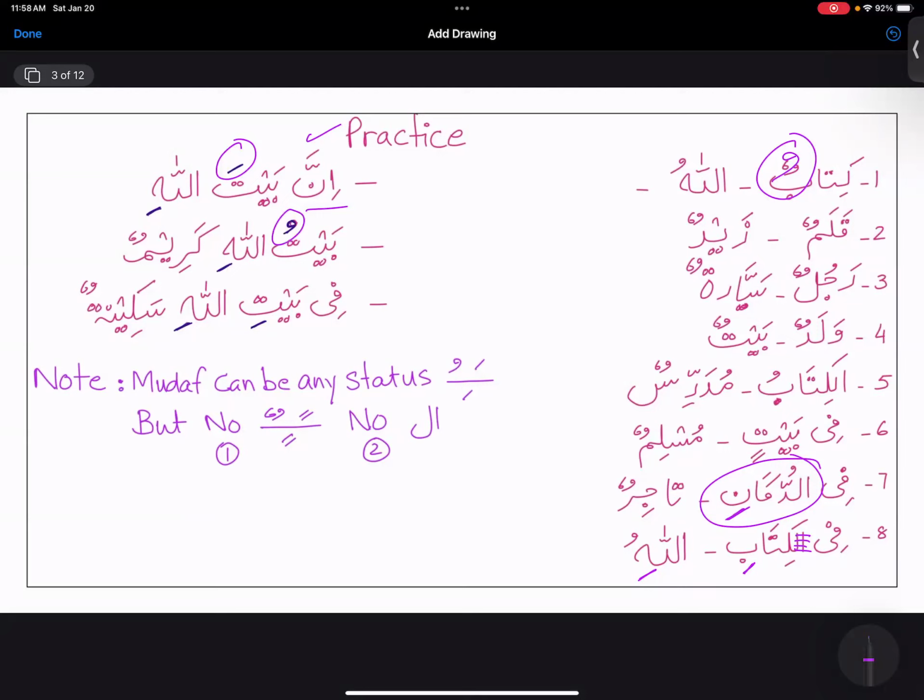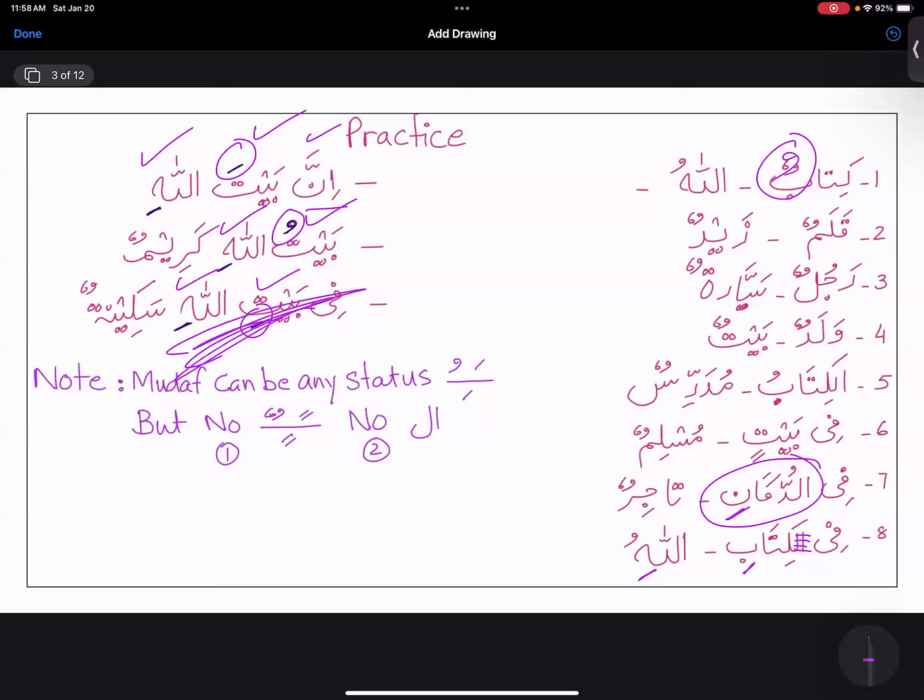Baitullahi kareemun, the house of Allah Ta'ala is very noble. Fi baitillahi sakinatun. In the house of Allah there is sakina, peace. So see our mudaf over here nasab, over here rafa, over here jar. But look at mudaf ilayhi: always jar status. Always jar.